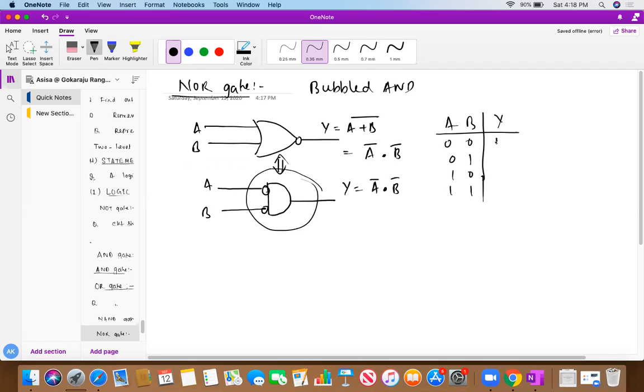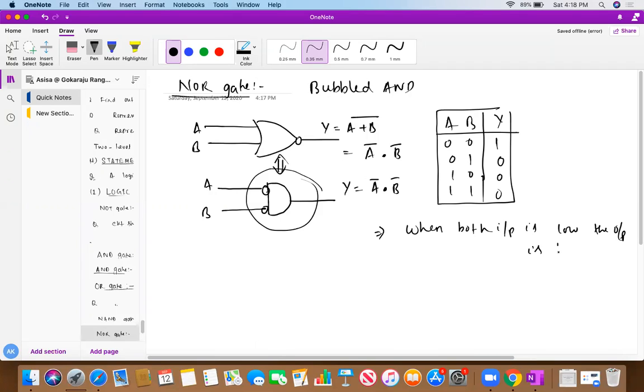Obviously 0, 0, 1, 0, 1, 0, 0, 0. So this is the functionality of the NOR gate. What can you understand from this? When both the inputs are low, the output is high. Both inputs low, the output is high. We can achieve this from the NOR gate functionality.